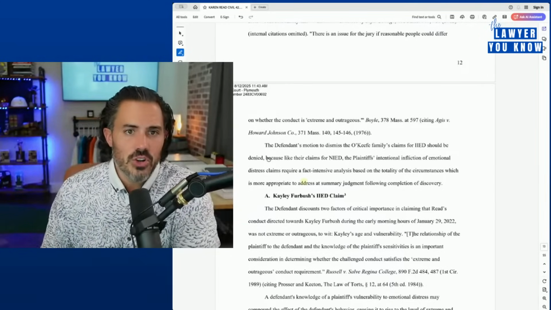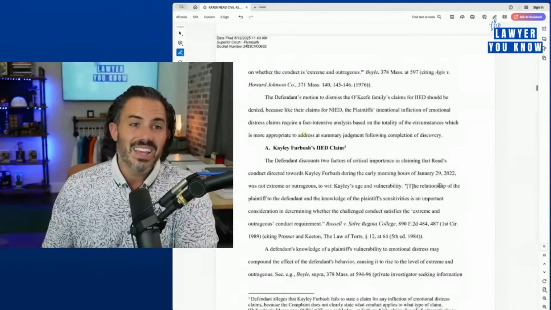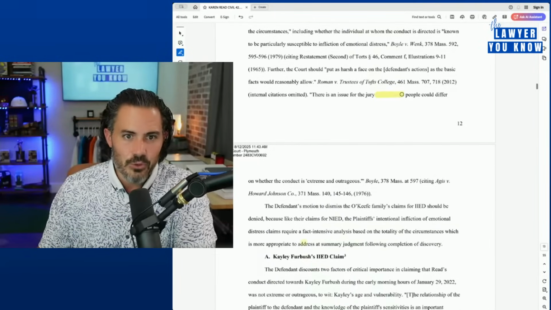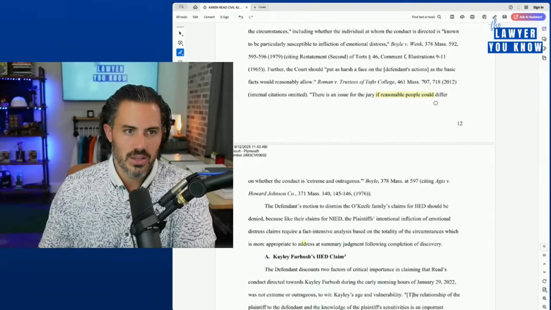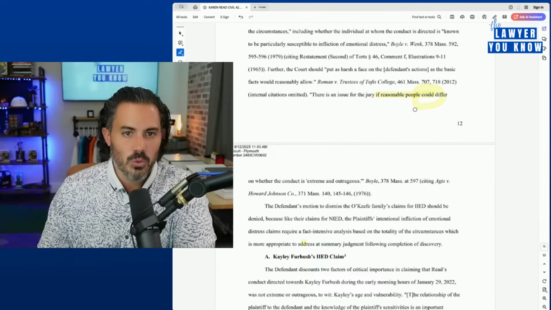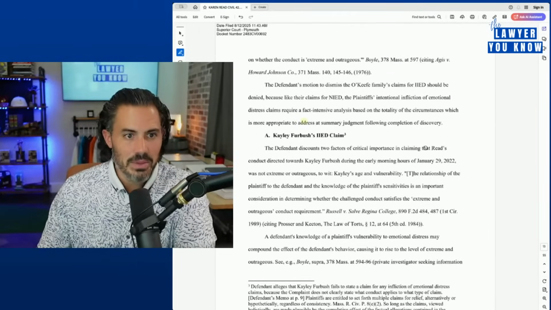There is an issue for the jury if reasonable people could differ on whether the conduct is extreme or outrageous. Right. And this is important. Words are important. Definitions are important. If reasonable people could differ, can they differ with what we're talking about here? And if the answer is no, then it's got to be out.